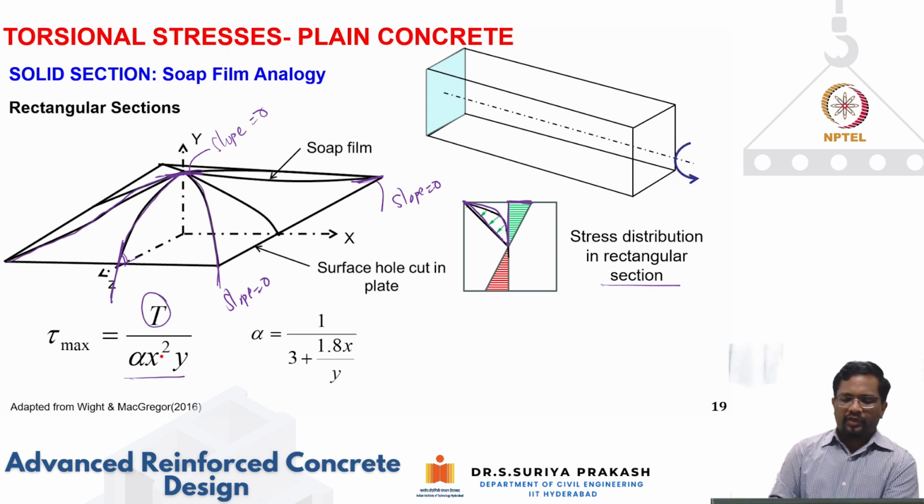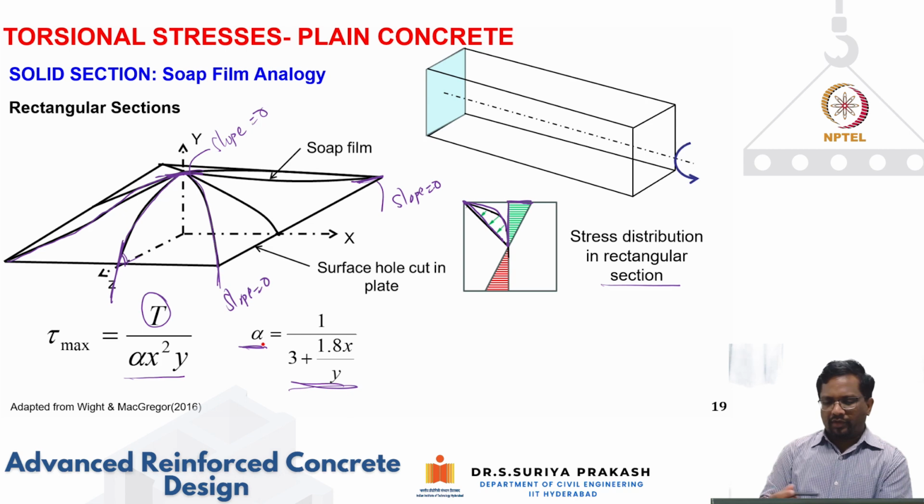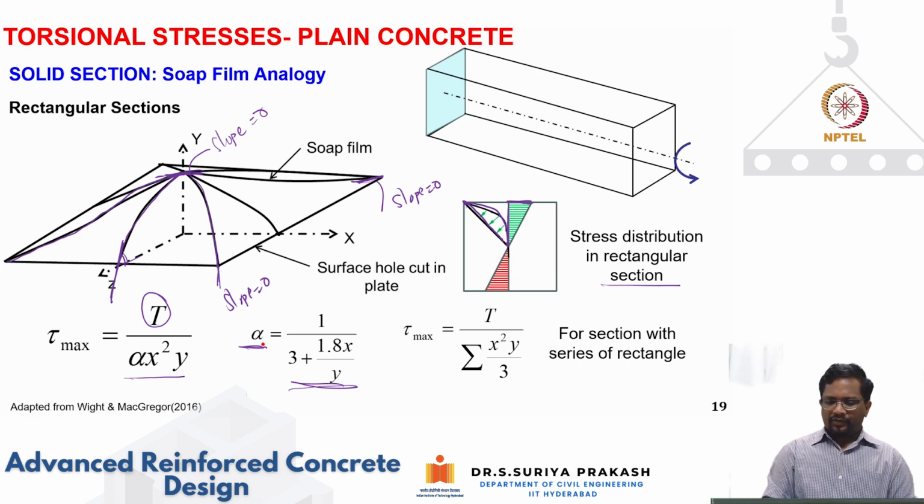So tau max is given by the applied torque for a particular cross section divided by alpha into x square y, where x and y are basically the shorter and longer dimensions of your cross section, and alpha is again a sectional parameter given by 1 by 3 plus 1.8x by y. So these are all coefficients or constants that are given by Saint Venant based on his experiments and his semi-inverse approach theory.